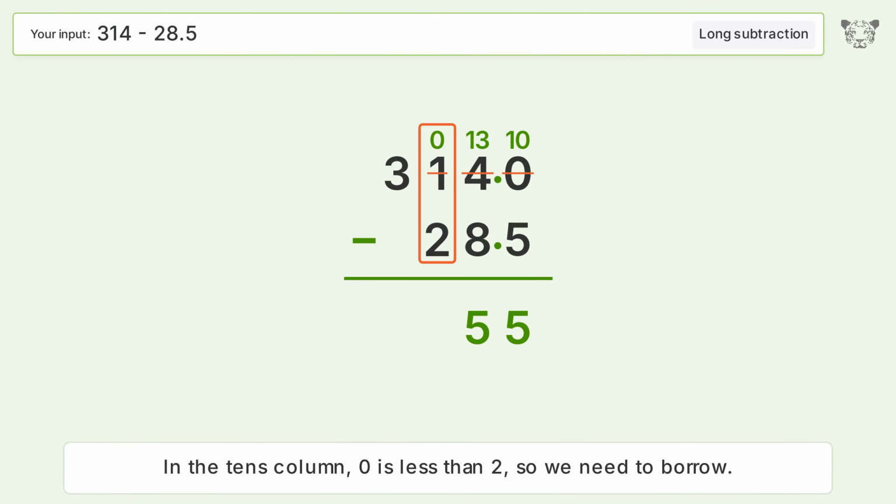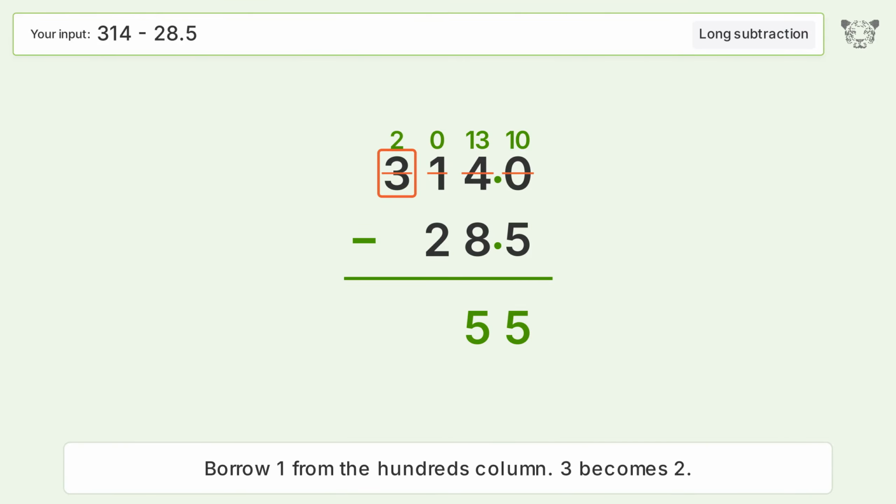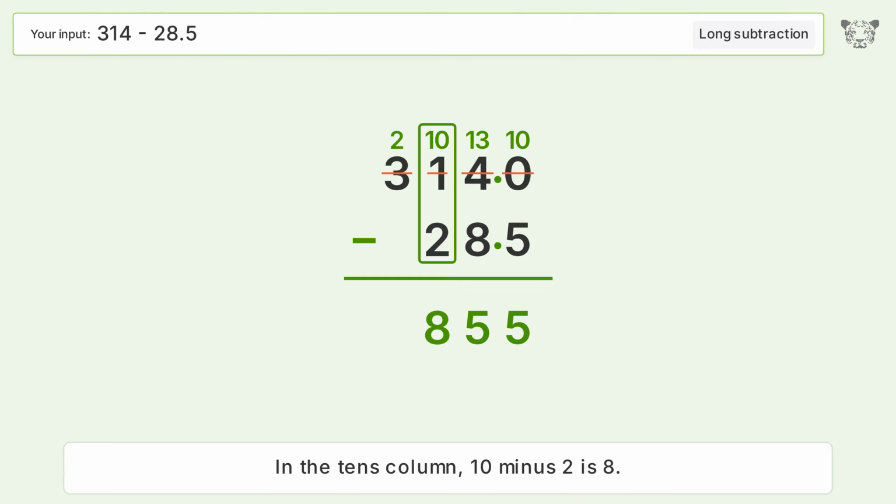In the tens column, 0 is less than 2, so we need to borrow. Borrow 1 from the hundreds column. 3 becomes 2. The 0 in the tens column becomes 10. In the tens column, 10 minus 2 is 8.